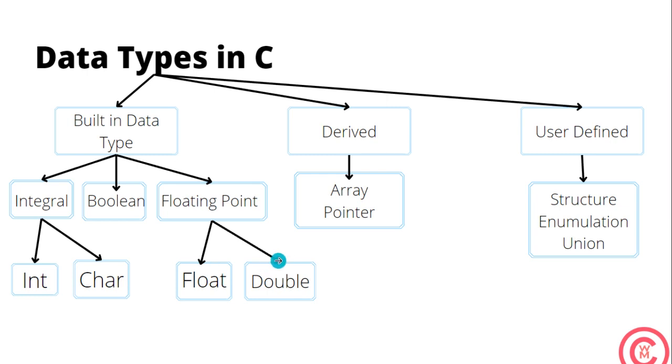Double is also a data type which is used to represent floating point numbers, but it has 15 decimal digits of precision. So float and double are nothing but they represent floating point numbers, that's it. Only the precision of digits is different. Float has 6 decimal digits and double has 15 decimal digits, and float is 32 bits and double is 64 bits.